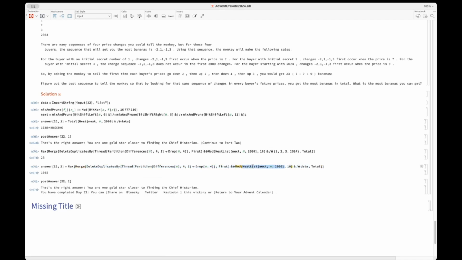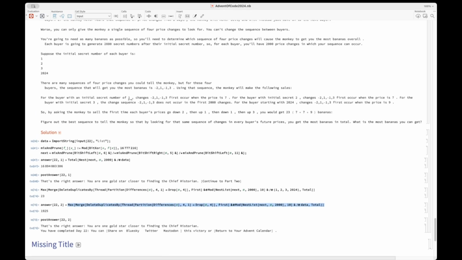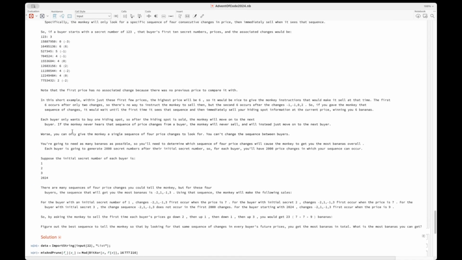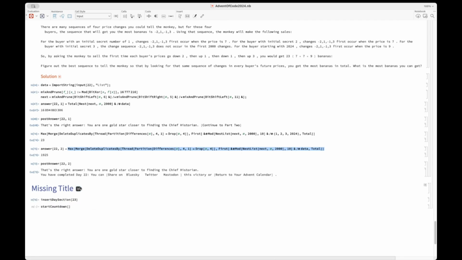You do the same thing: you compute the 2,000 steps of those random number generators, mod 10, so it's basically the last digits. Then you do some straightforward things. I don't want to explain those. But in the end, you count the maximum number of bananas that you can buy from the monkeys, something like that. That's the problem. Very difficult text for a very simple solution. But I guess that's about it.